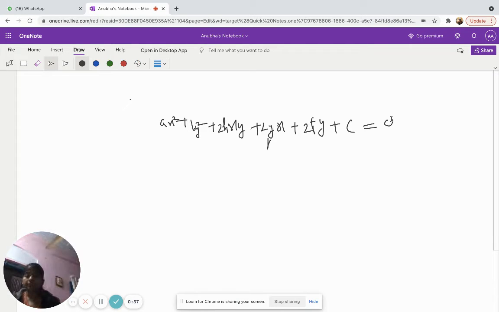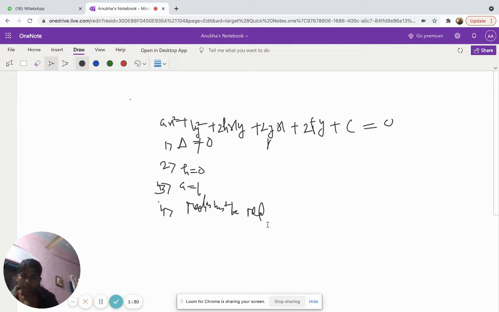So how do we say that this conic section represents a circle? It needs to satisfy four conditions. The first condition is delta is not equal to 0. I told you what delta is. The second condition is h equal to 0, the third condition is a equal to b, and the fourth condition is that the radius must be a real number. So if all these four conditions are satisfied, then we say that this equation represents a circle.